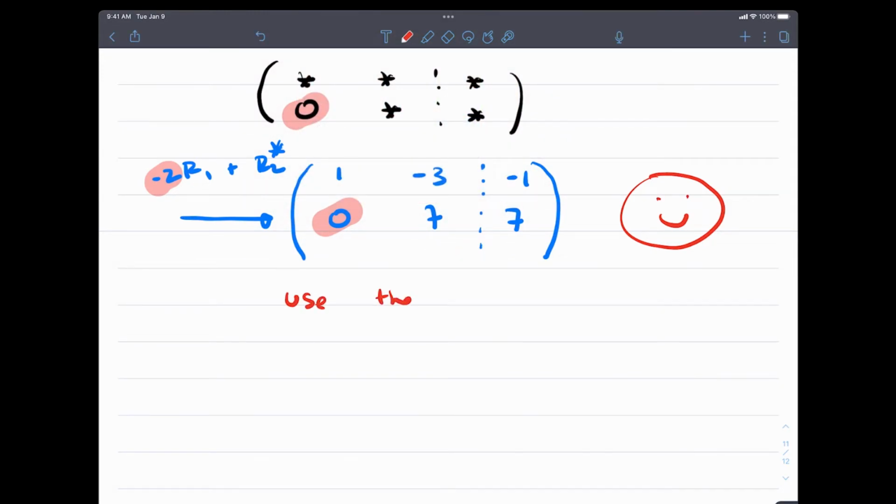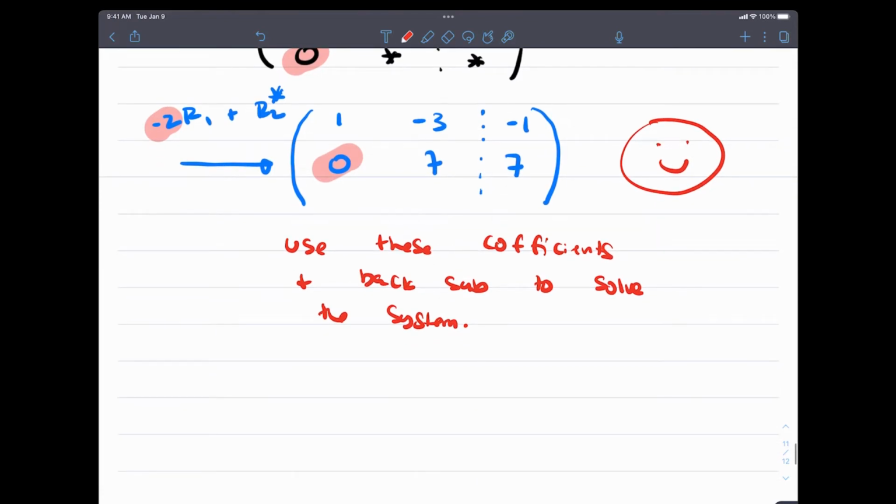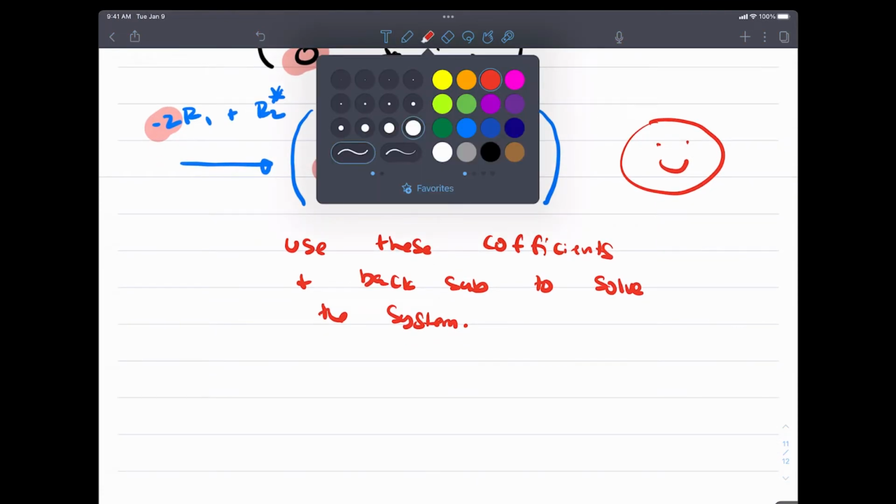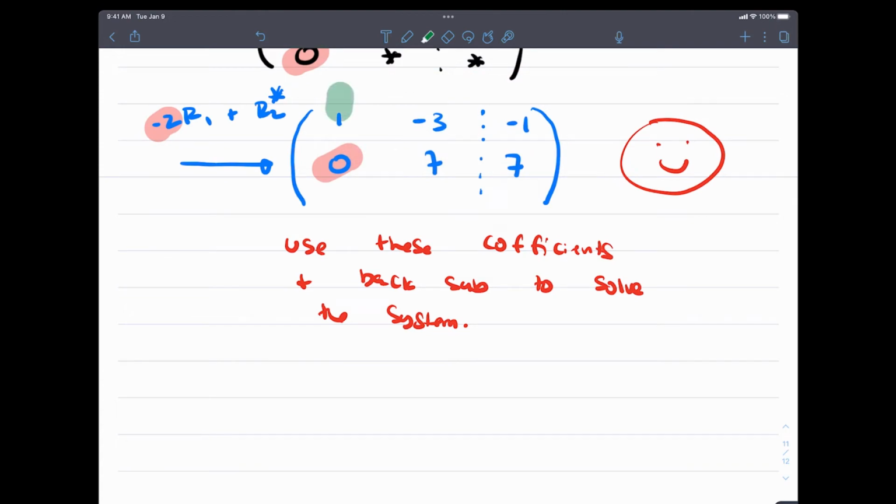Use these coefficients and back substitution to solve the system. This is what you do. Now, before I say this, this is my first row. Is that right?